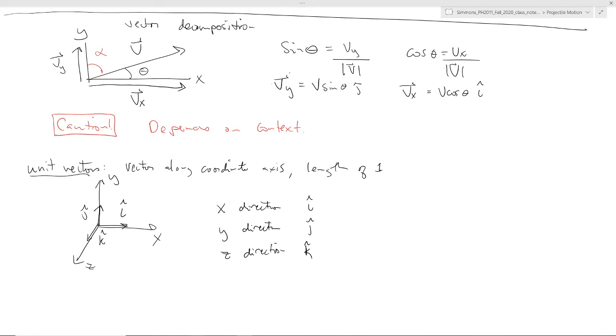I think that's all I wanted to mention about that. Like I said, we'll get into more mathematical detail when we talk about different kinds of vector multiplication. But so we talked about breaking something up, vector decomposition.